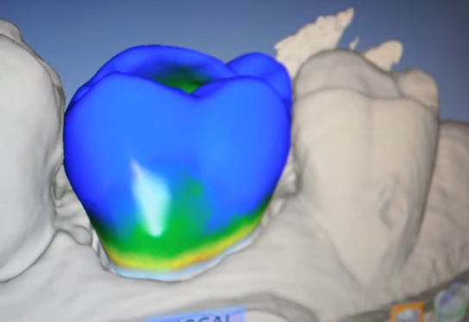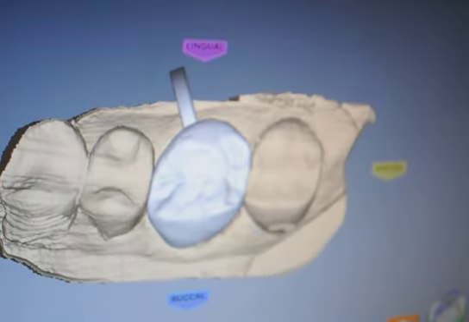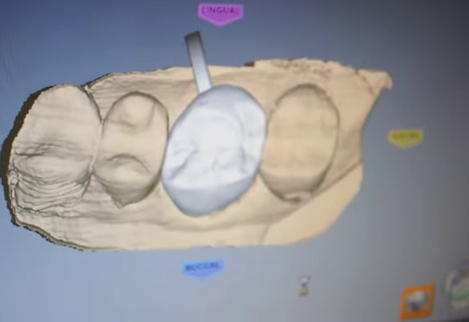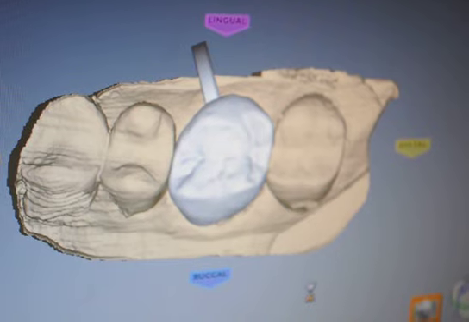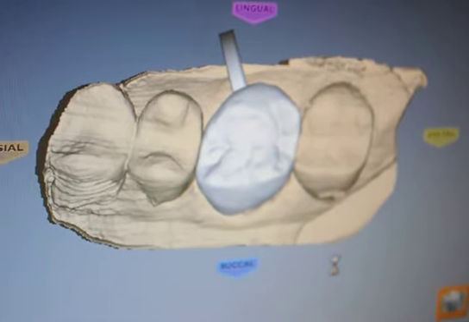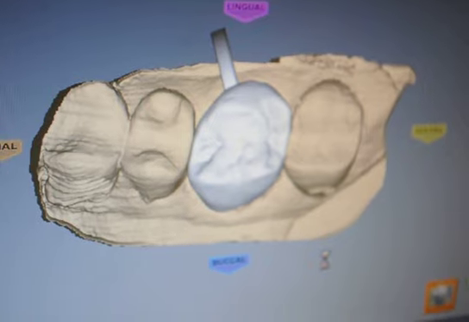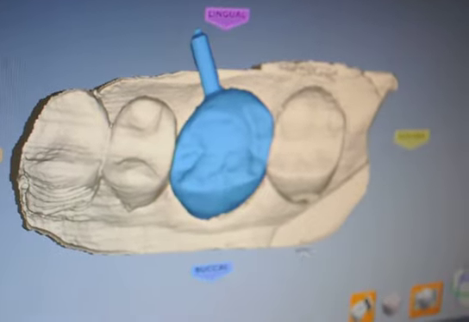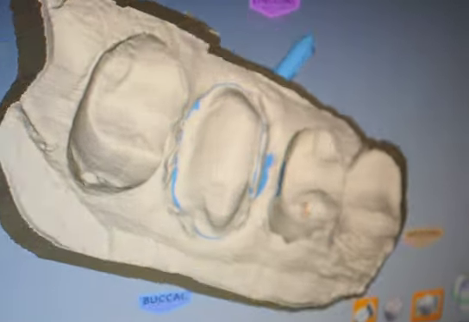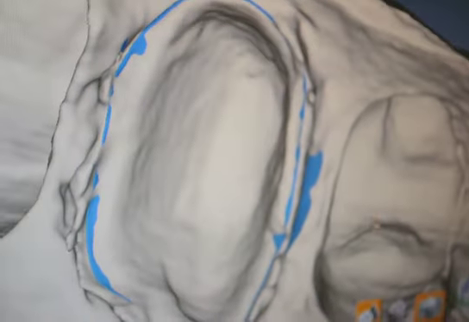And then when we're done, we do a simulation of the mill. And then in a second, it's going to allow me to look inside the crown to make sure there's no interferences with cementing the crown. And we flip that model upside down, and it shows no blue. So the crown is going to have no problems sitting down on the tooth the way it's supposed to.